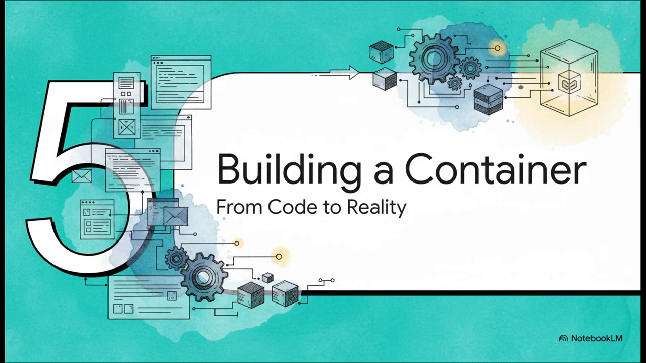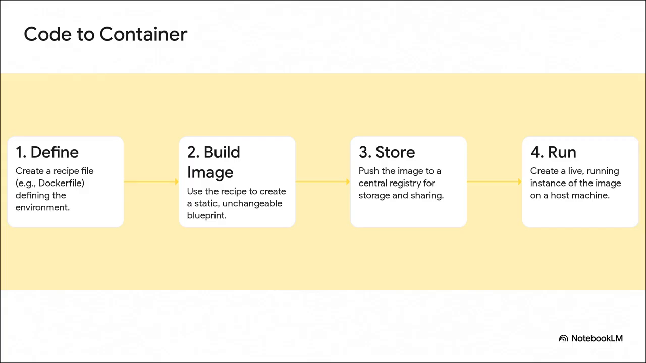Okay, so we get the theory. We've gone deep into the OS. But how does a developer actually make one of these things? Let's walk through how you get from a line of code to a running container. It's a pretty straightforward four-step process.